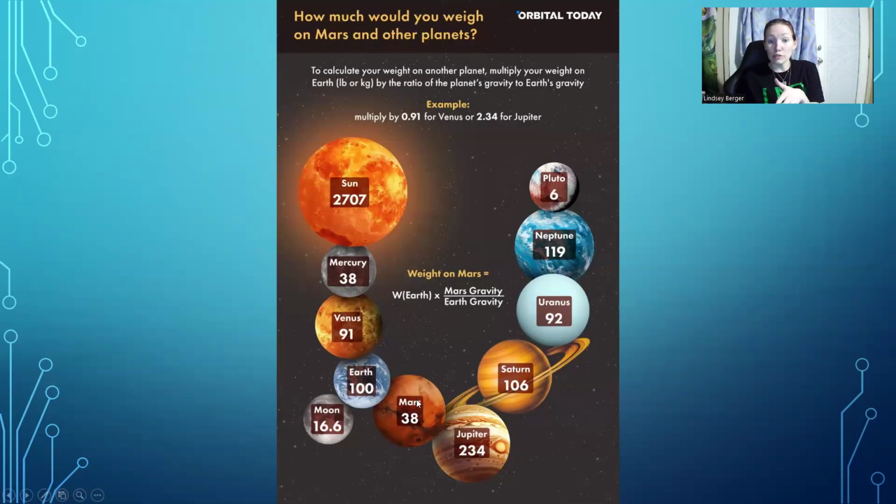Now, if you go to Mars, your weight is going to be 38 pounds. It's just over a third of 100. Whereas if you go to the moon, you'll be about 16 pounds. It's kind of crazy.